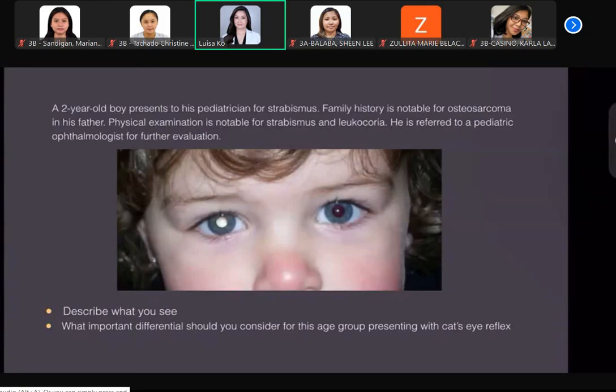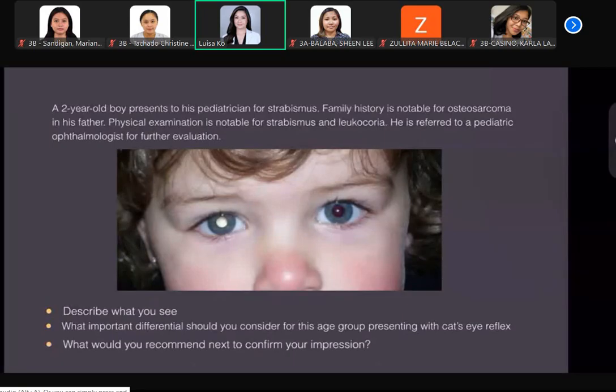So it's very important that you consider life-threatening conditions first. Of course, there are so many causes of possible leukocoria in a baby like this, but the only life-threatening condition is retinoblastoma. So unless proven otherwise, patients in this age group presenting with cat's eye reflex should be worked up for retinoblastoma. Are we in agreement? Anytime you're in the community, whether you're rotating in pediatrics or whatever, and you see a patient that looks like this, always refer as soon as possible. Okay?